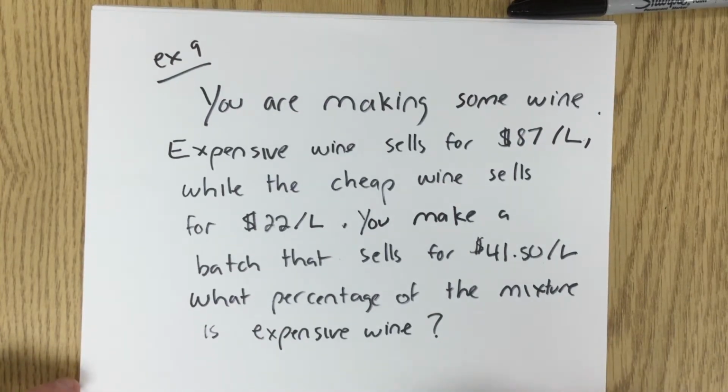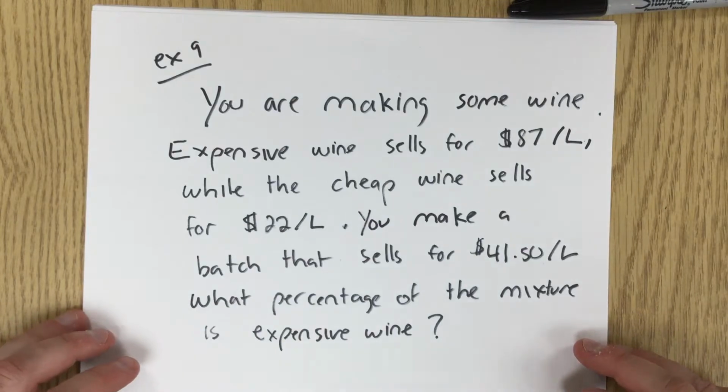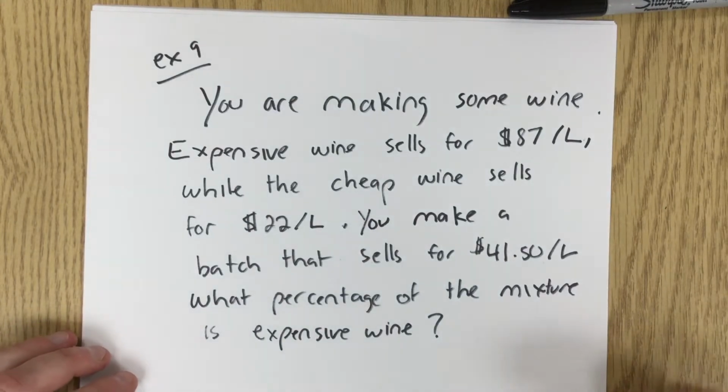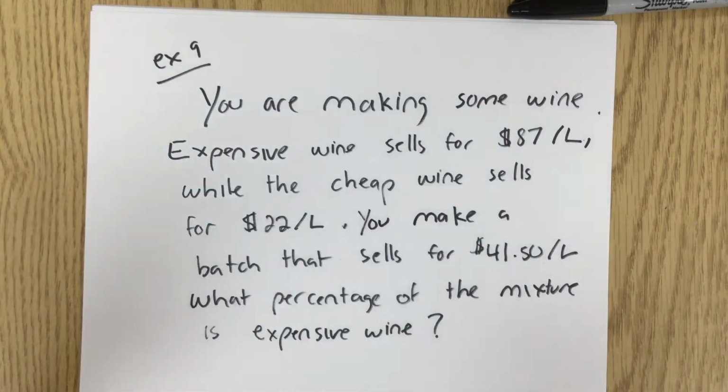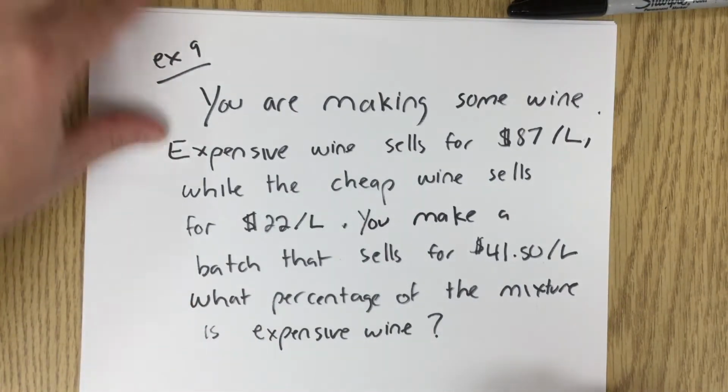Okay, our last problem. You're making some wine, or we're gonna make a mixture of wine. So there's expensive wine that sells for 87 bucks a liter, and the cheap wine sells for $22 a liter. And we're gonna make a batch, so we're gonna mix some of them, and it's gonna be a batch that sells for $41.50 a liter. And the question is, what percentage of the mixture is the expensive wine? So you can pause the video and write it out.